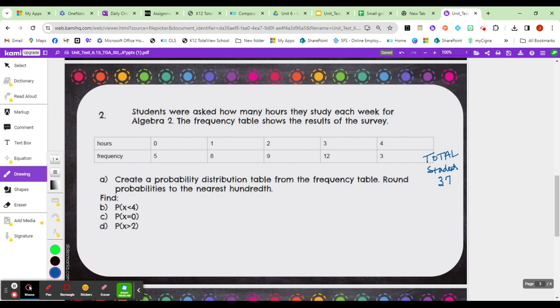So let's just double check. 5 plus 8 is 13. 13 plus 9 is 22. 22 plus 12 is 24. Did I do that wrong? 5 plus 8 is 13. 13 plus 9 is 22. 22 plus 12 is 34. 34 plus 3 is 37. Okay. All right. A says create a probability distribution table from the frequency table.